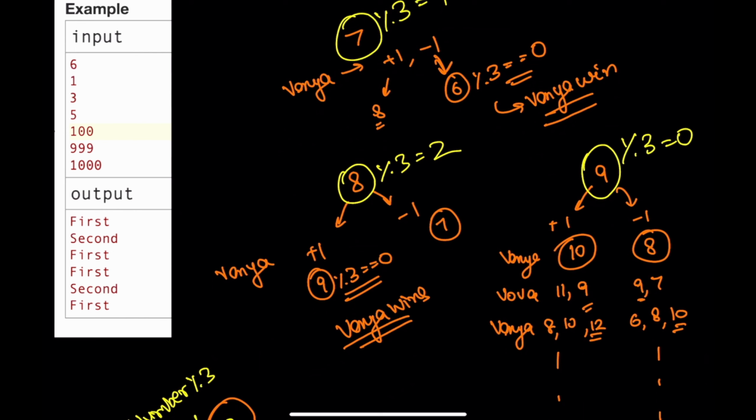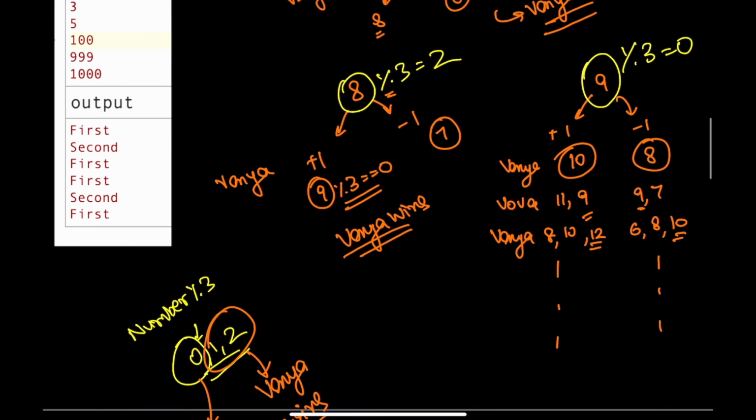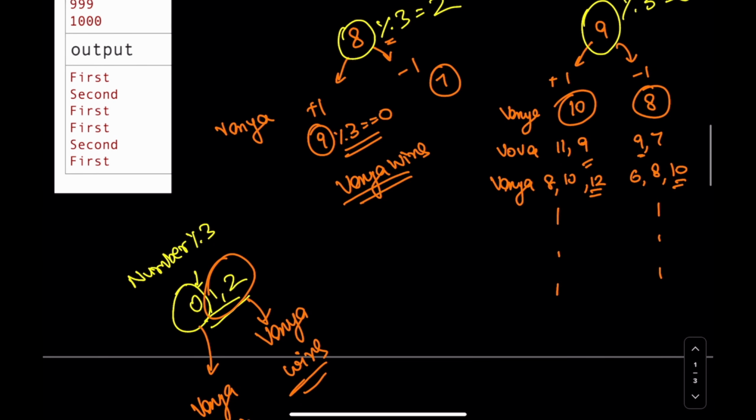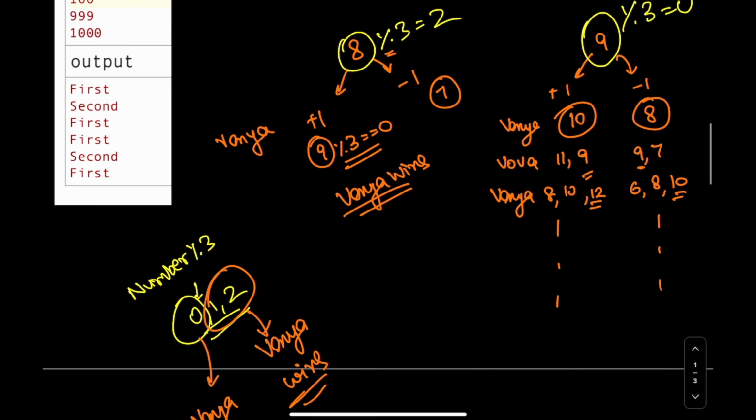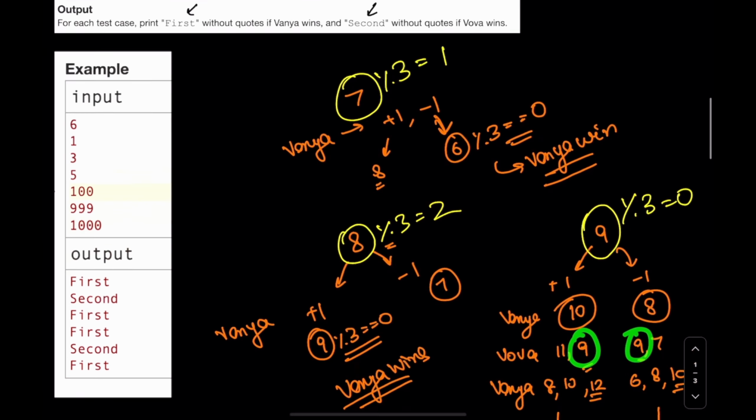One thing: we need to use the modulo operator only here. That just comes with experience. Even if Vanya tries to make 12, since Vova plays optimally, she won't allow Vanya to make 12 or 6. She plays in that way, so she'll get 9 and 9 and so on.